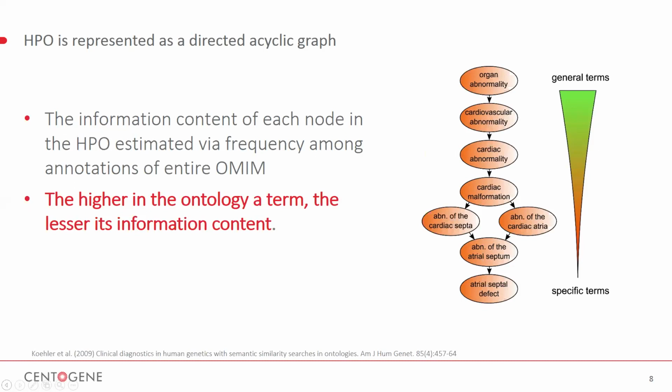Any term may have multiple parents reflecting multiple semantic relationships. So as we see here, organ abnormality is the parent to cardiovascular abnormality, and a lower subclass is cardiac abnormality. If we jump a little bit lower down, we would also say that the abnormality of atrial septum could be described as being a child of both abnormality of the septa and of the atria.